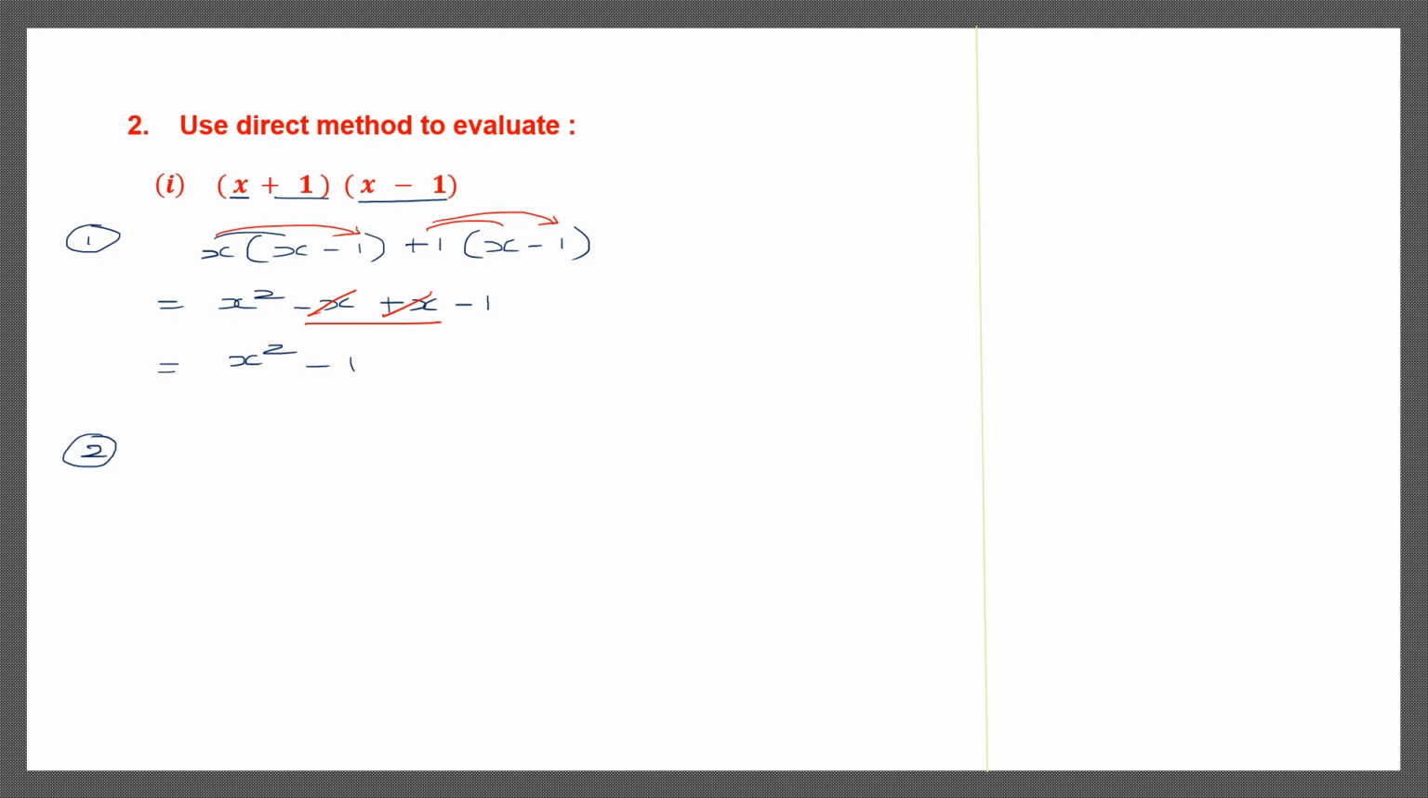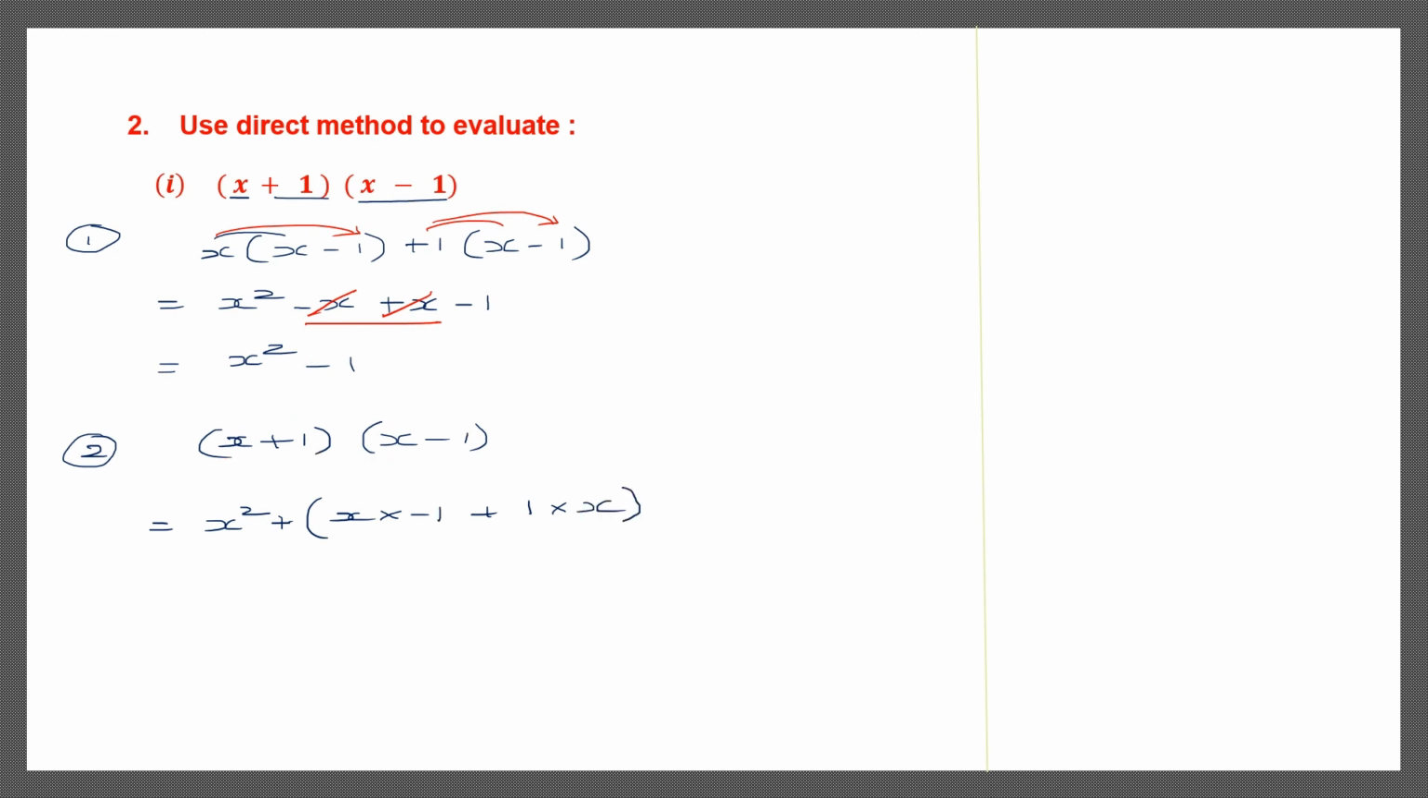Okay, we take the first term. So let me take the question once again to help you understand. This is the second method. x plus 1 into x minus 1 is the question. So what did we do? We multiplied the first terms. This is the direct method. So here x into x is x square. Then we did plus. We took the first term and the last term, that is the product of the outer terms, that is x into minus 1. And then we took the product of the inner terms, that is 1 into x.